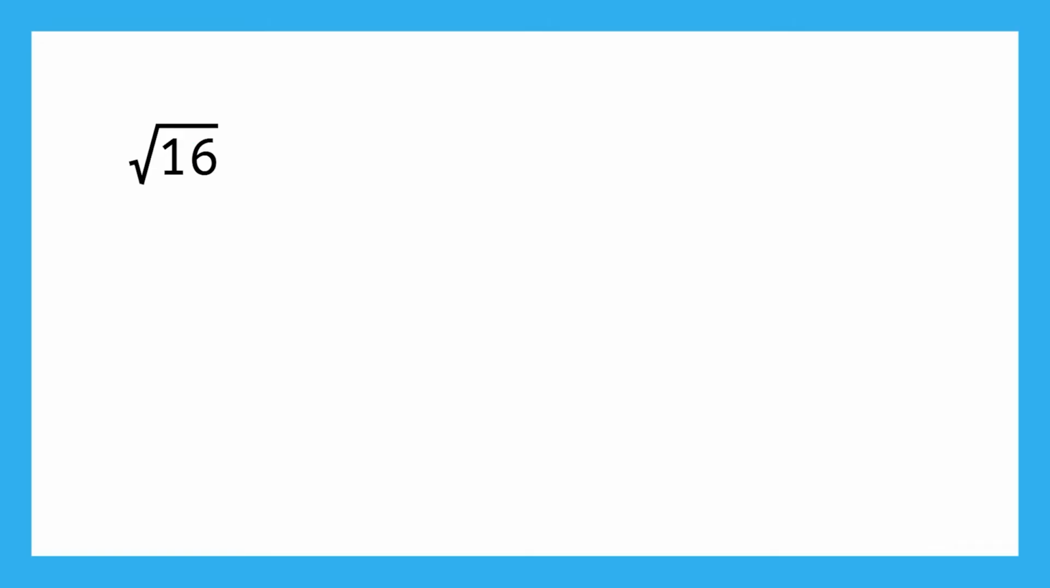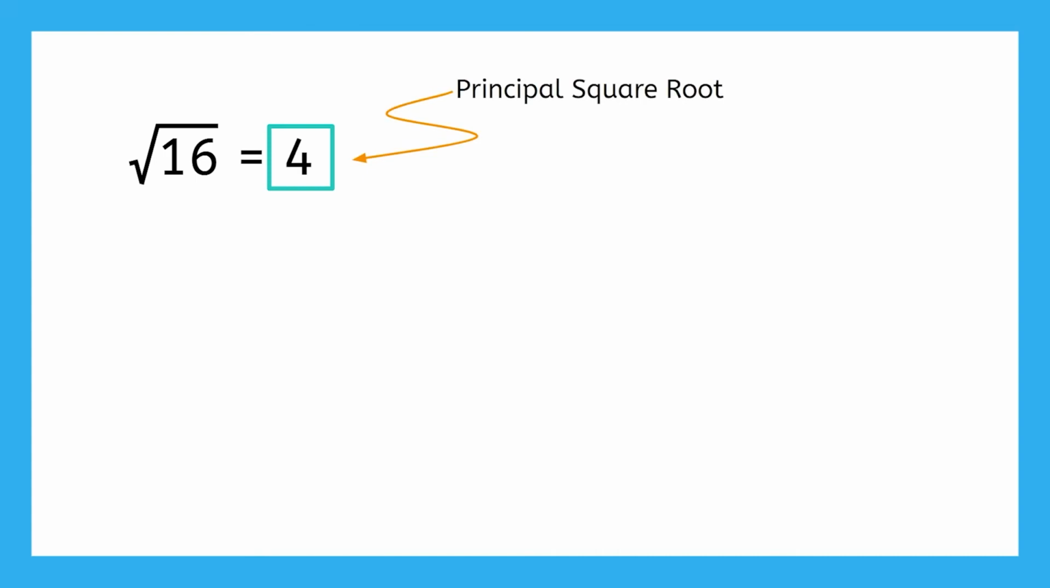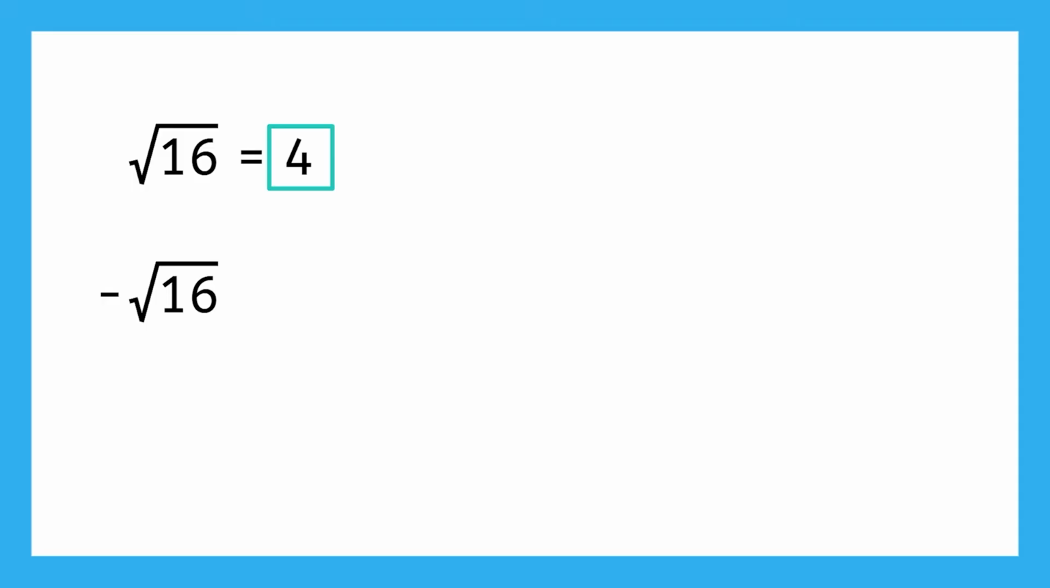It's common in math to work with only the positive square root. So when the radical symbol is given by itself, we only answer with the positive root. That's called the principal square root. If we want to indicate the negative root, we write this, the negative square root of 16. Here the answer is negative 4.